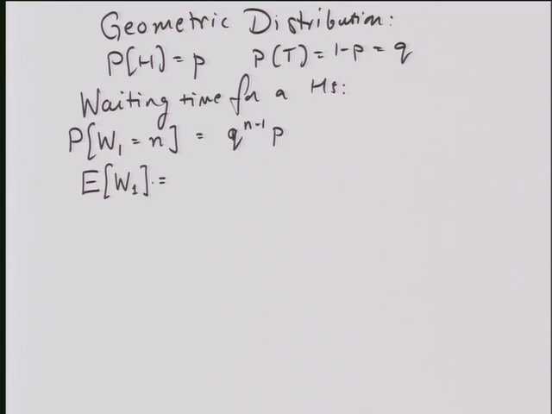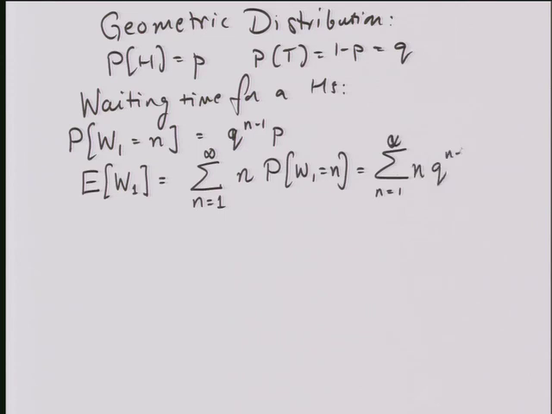Okay, so what's this? Well, it's just the sum over all n of n times the probability that W1 equals n, which is the summation n equals 1 to infinity of n times q to the n minus 1 times p. Okay. So now there's a question: how do we figure this out? I'll show you two ways of doing this.